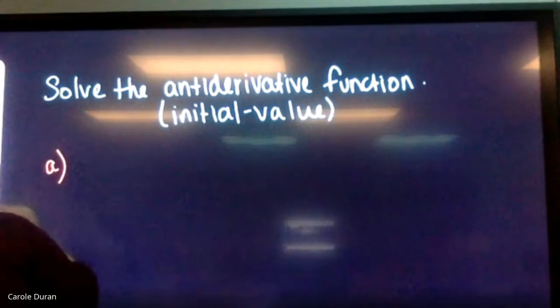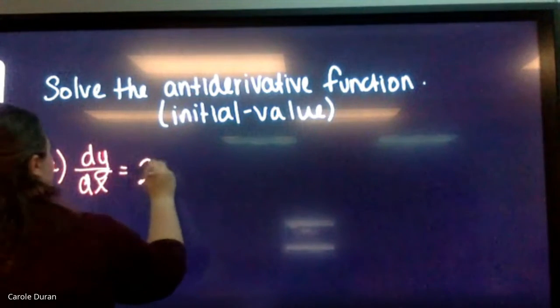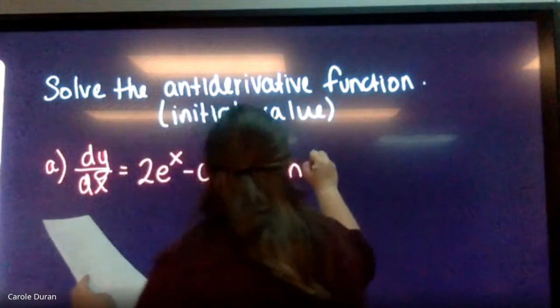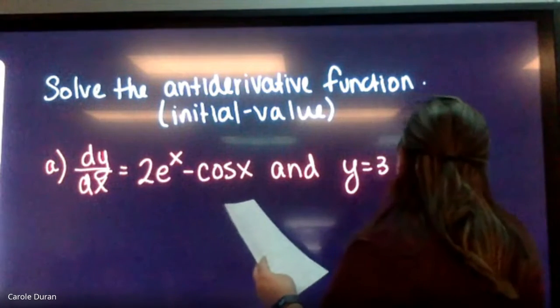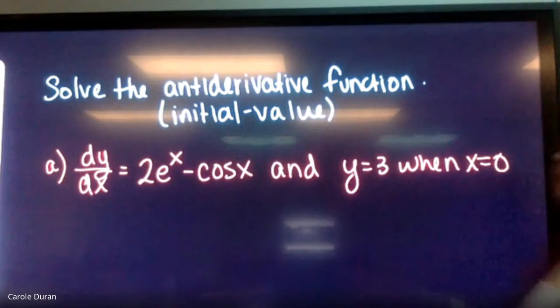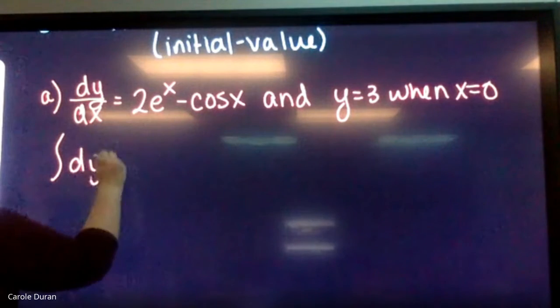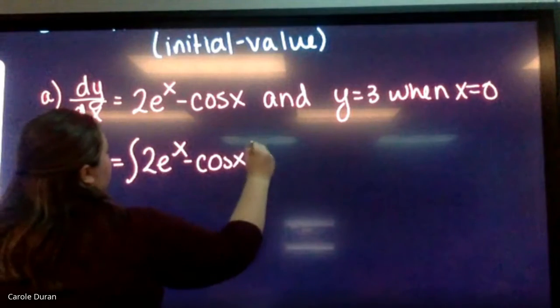So we're going to start with example A, which says that my derivative is equal to 2e to the x minus cosine of x, and y equals 3 when x equals 0. So we're going to start by rewriting that as an integral, and then we're going to anti-differentiate. So this becomes the integral of dy equal to the integral of 2e to the x minus cosine of x dx.